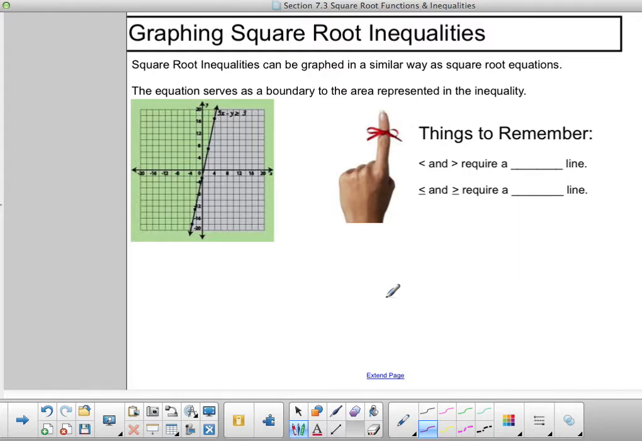So things to remember is that if you have a less than or greater than sign, that requires a dotted or dashed line, whichever way you like to talk about it. I call them both. Okay, you're going to use that dotted or dashed line. So it means you're going to have a line that looks like this. If you have less than or equal to or greater than or equal to, then it's going to be a solid line. So when you graph it, to be solid, you'll look like this. So you might be dotted or dashed or solid. Okay, so that's one thing you need to remember.